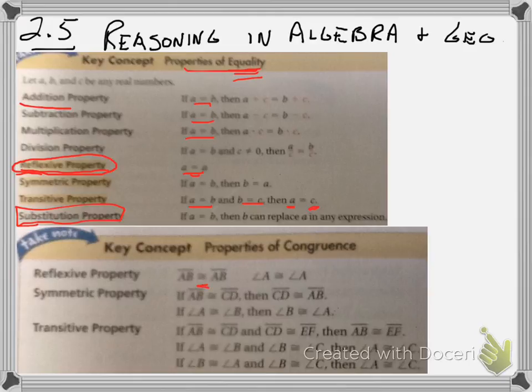Congruency properties, now the difference is the sign between. Notice the little squiggly line on top. A reflexive property in congruence, AB is congruent to AB, or angle A is congruent also to angle A. Symmetric property, angle A is congruent to B, then B is congruent to A. And then transitive just states A is congruent to B and B congruent to C, then A is congruent to C.